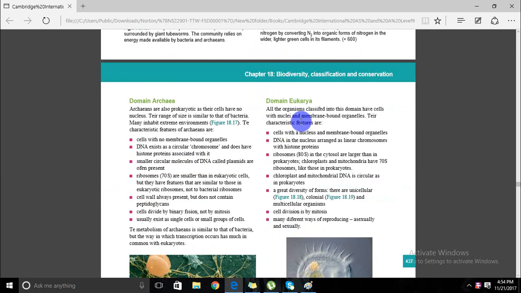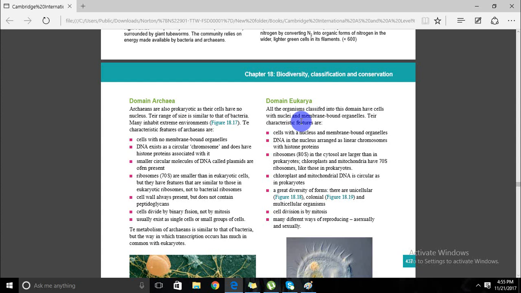Now let's come on to the last domain, which is domain eukarya. And domain eukarya is obviously all of them happen to be eukaryotic. All of them will have a true nucleus. All of them will have membrane-bound organelles. Alright? And all of them will have linear chromosomes with associated histone proteins, and they will all have 80s ribosomes, and there will be a lot of diversity.